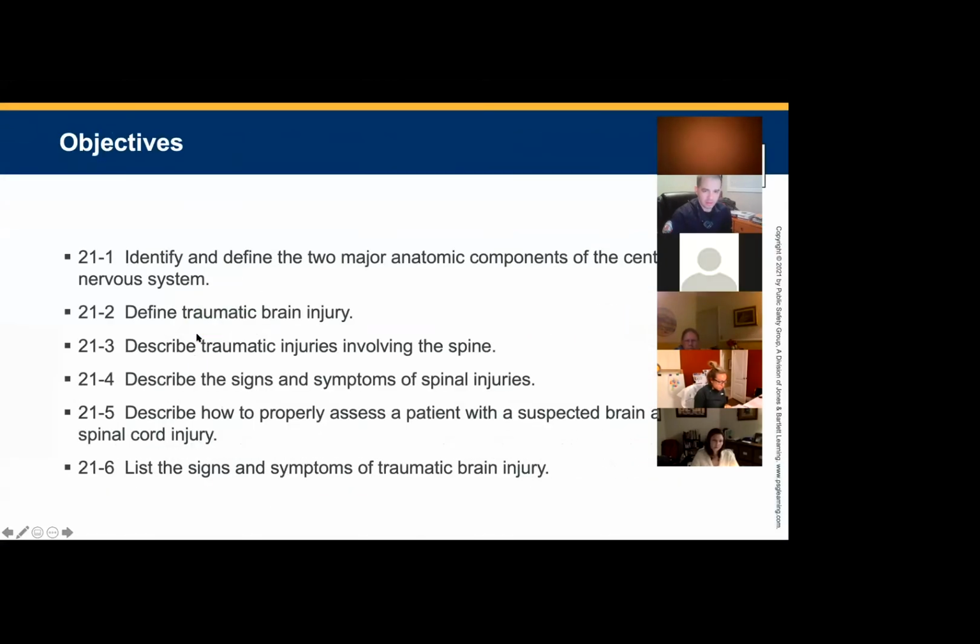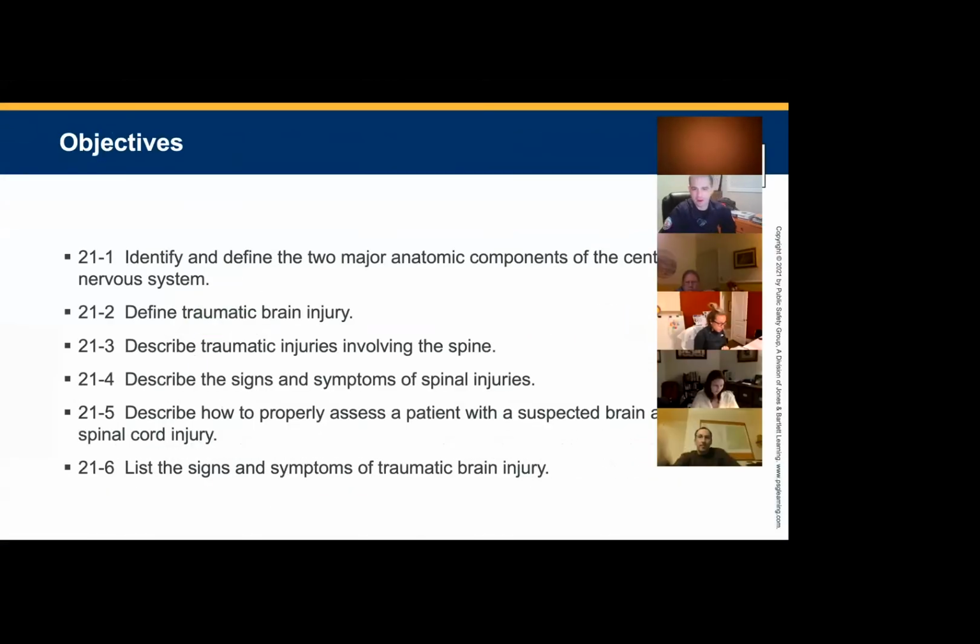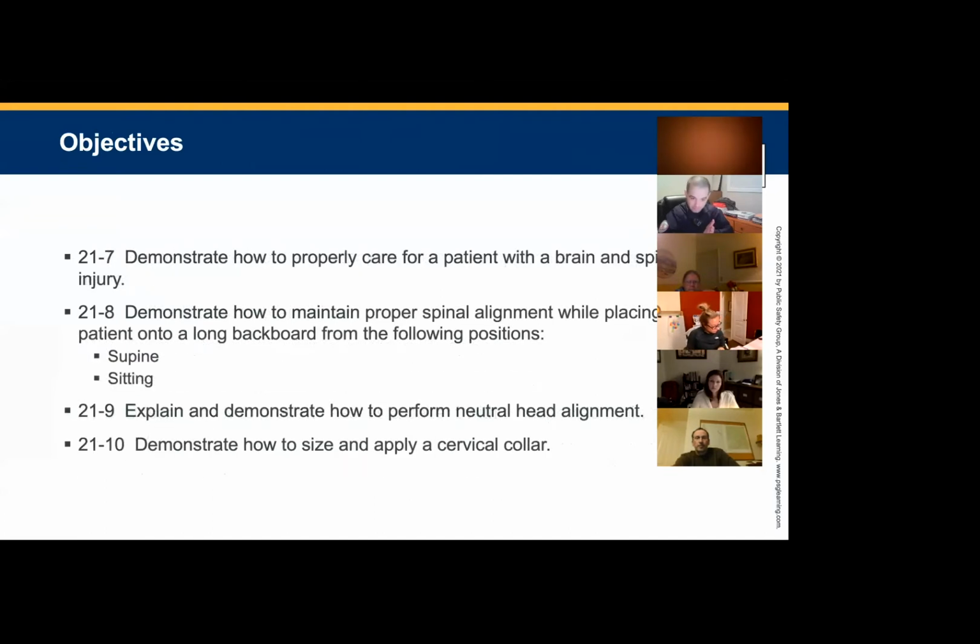The objectives we're going to go over tonight: we're going to identify and define the two major anatomic components of the central nervous system. We're going to define traumatic brain injury, describe traumatic injuries involving the spine, describe the signs and symptoms of spinal injuries, and describe how to properly assess a patient with a suspected brain and spinal cord injury. We're going to list the signs of traumatic brain injury. We're going to demonstrate how to properly care for a patient with a brain or spinal cord injury.